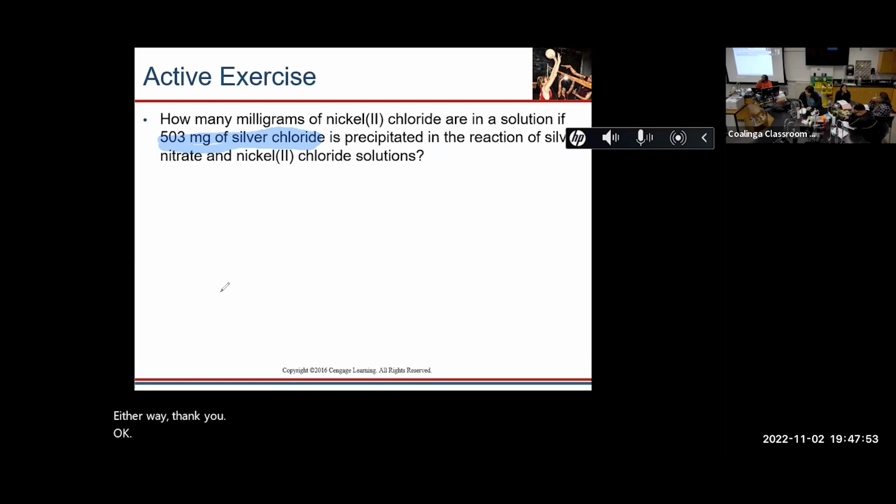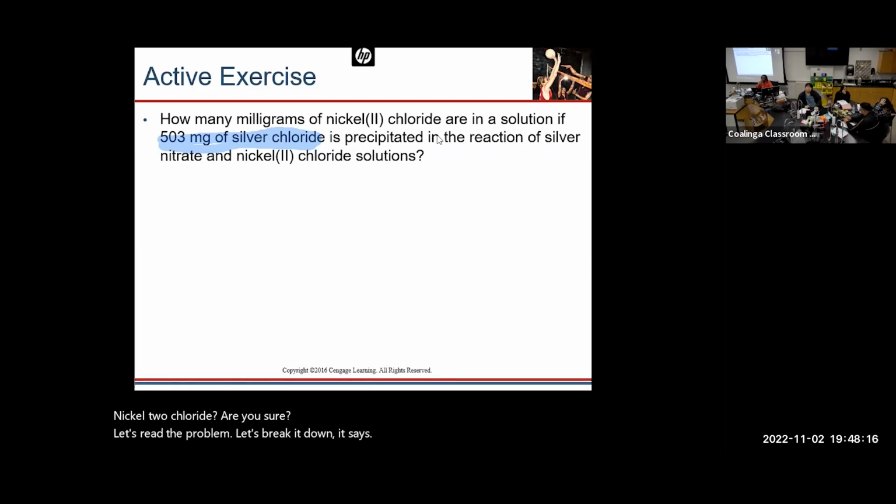So we want to get a chemical equation. So what are the reactants? It's the chloride. Are you sure? Let's read the problem. Let's break it down. It says, the second part here. The precipitant.